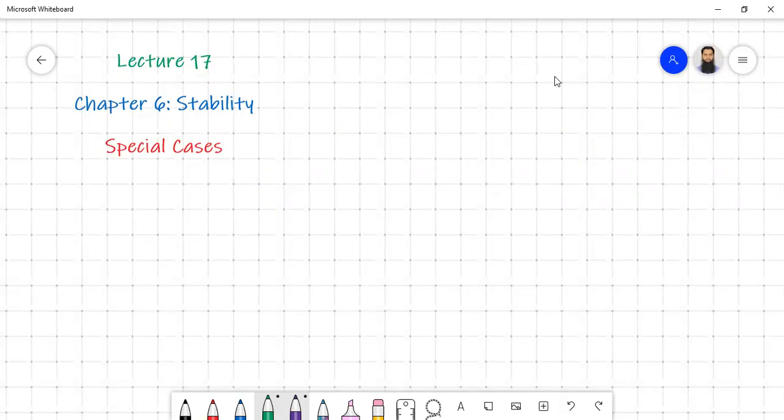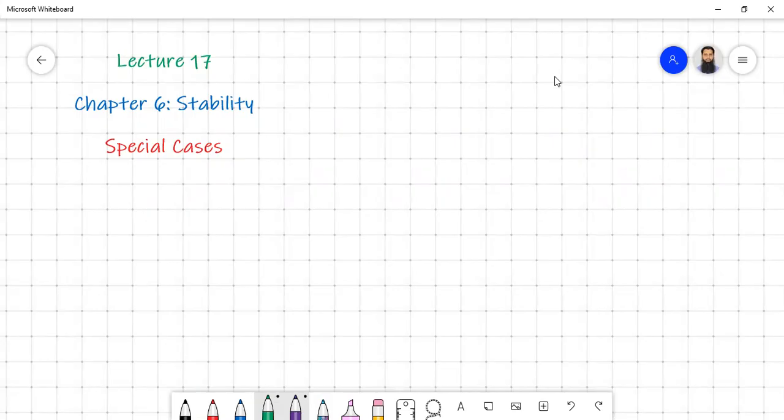We are discussing chapter 6, stability. The basic condition of the Routh Hurwitz criterion has already been discussed. Now there were two special cases, as we discussed at the end of the last class. Those two we will try to cover in this class.